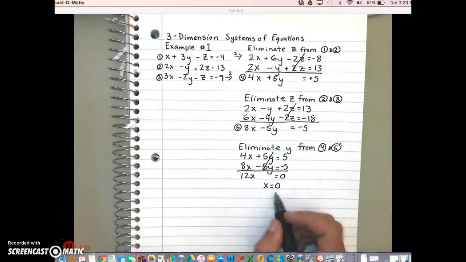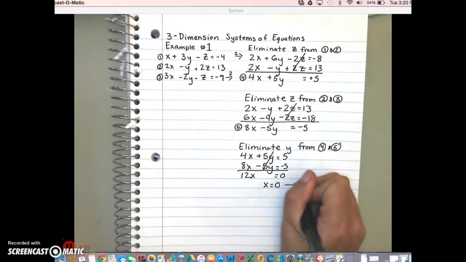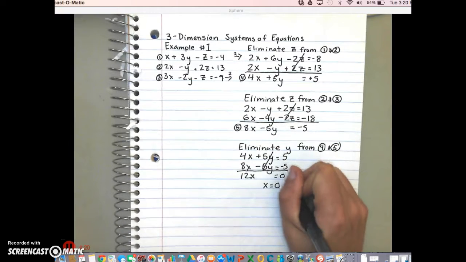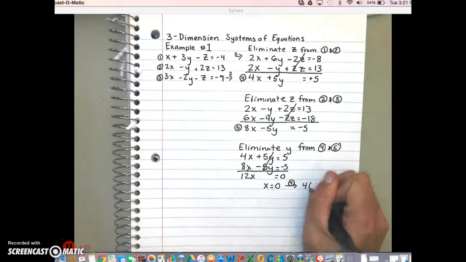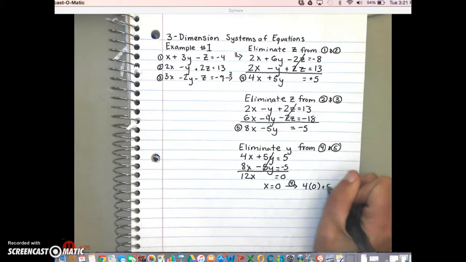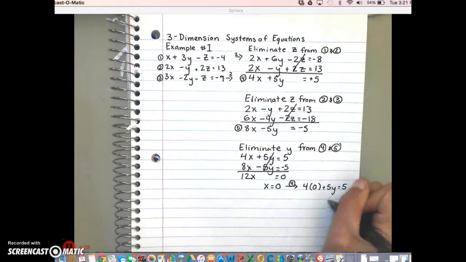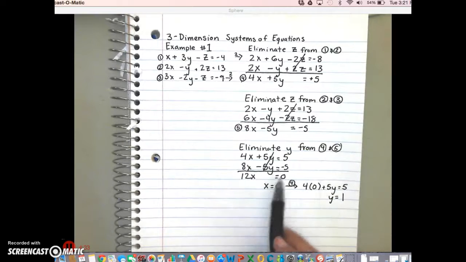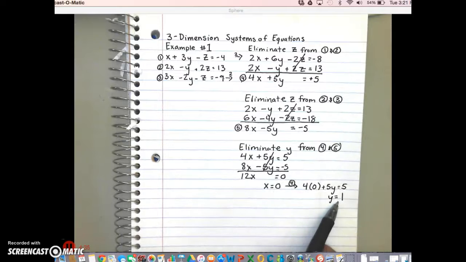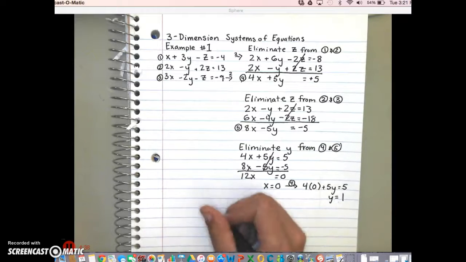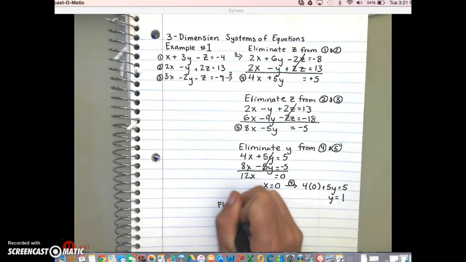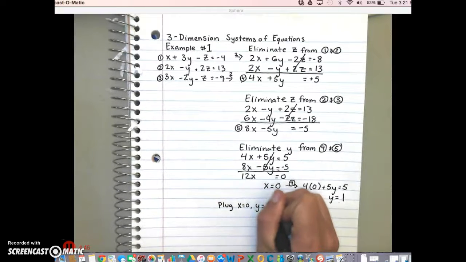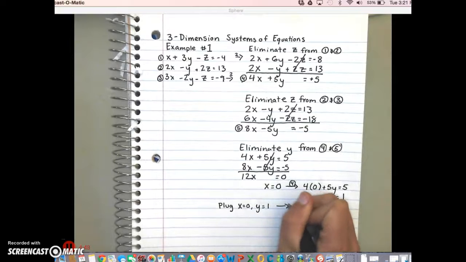What I'm going to do with this x is plug it into either equation 4 or 5. In this situation, I'm going to plug it into 4. And what that's going to help me do is solve for y. So I have y equals 1. Now I have x, I have y, and I need z. So I'm going to plug x equals 0, y equals 1 into equation number 1.